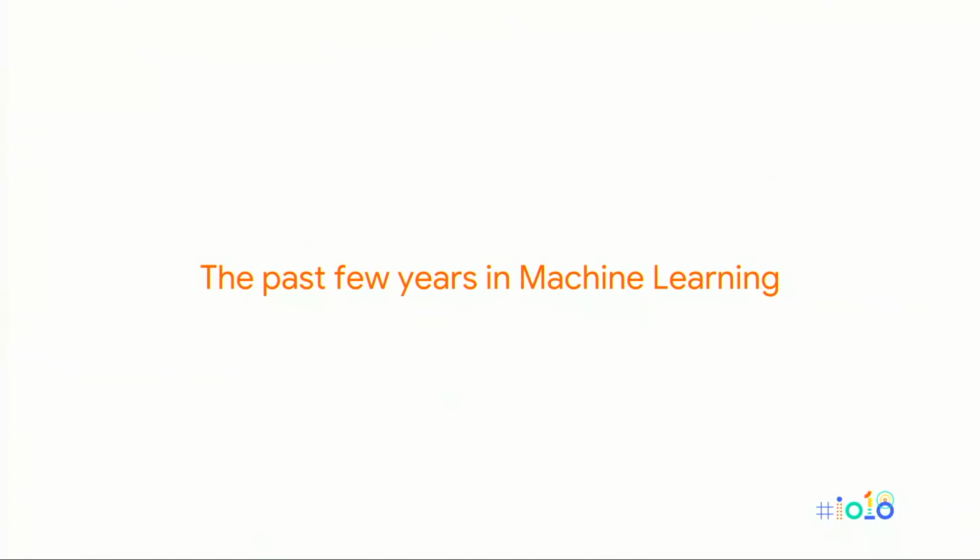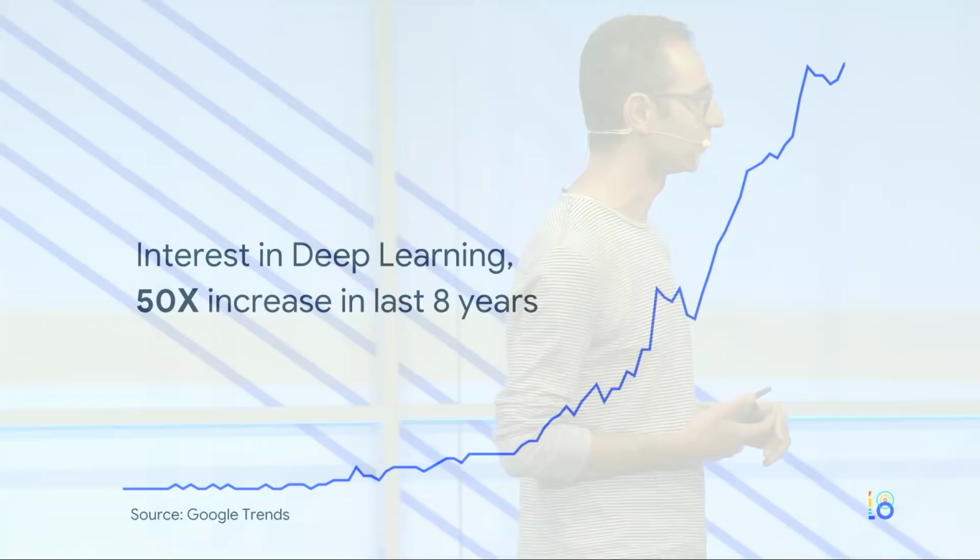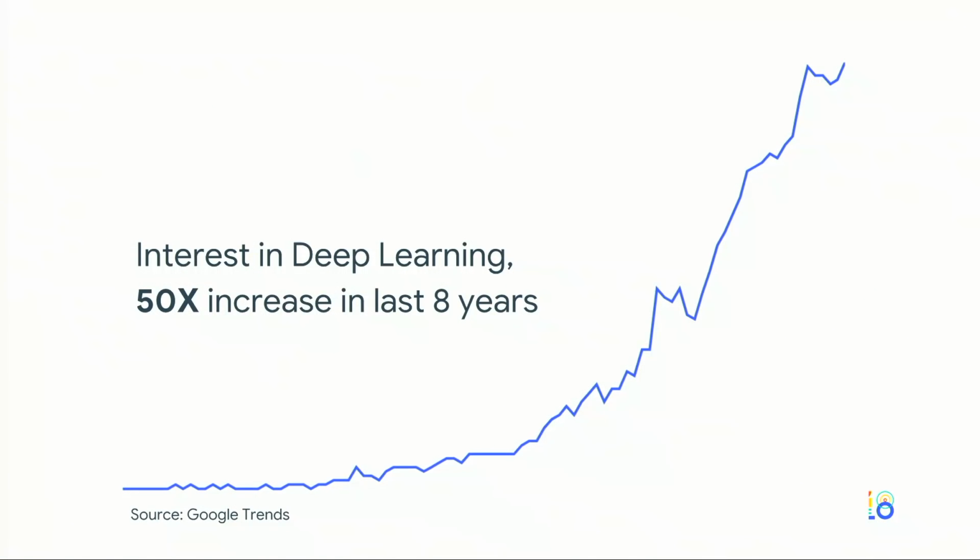I think it's important to look back a couple of years and look at machine learning and what's been happening, the context. I tried to quantify this the best way I could, and one way is to look at Google Trends, the most reliable source of data. In this case, you can see that over the past 8 years, we had a 50x increase in interest in deep learning, right? And deep learning is not a new technology. It's been around since the 70s. What's changed is that we can finally deliver on the promise of deep learning.